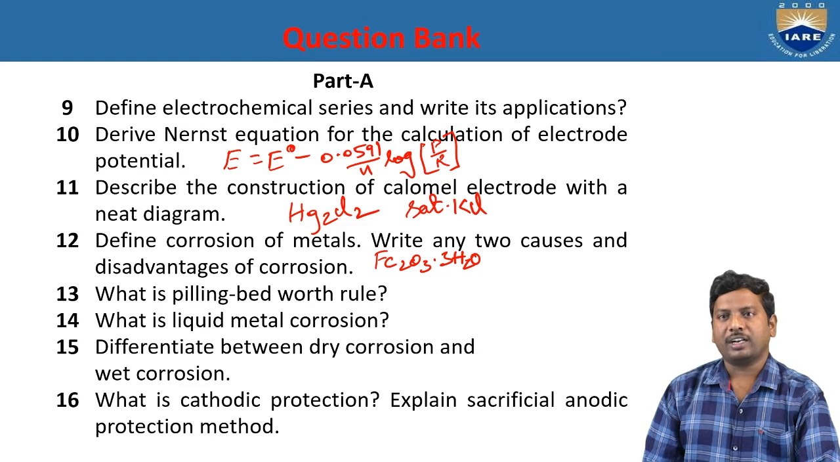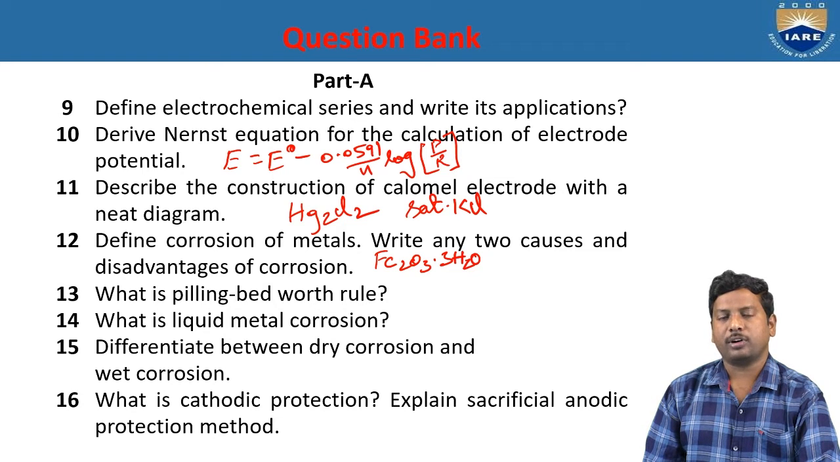What is liquid metal corrosion? Liquid metal corrosion takes place in the presence of metal alloys and in the presence of mercury. Differentiate between dry corrosion and wet corrosion. Dry corrosion takes place in the presence of atmospheric oxygen, and wet corrosion takes place in the presence of electrolytes. What is cathodic protection?